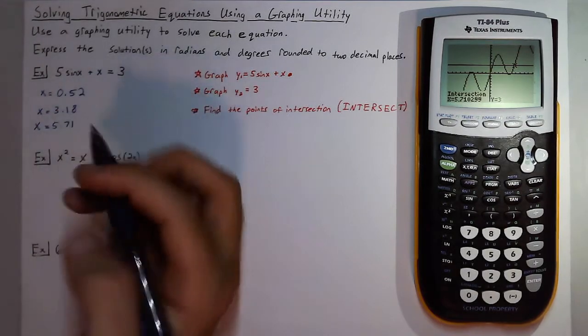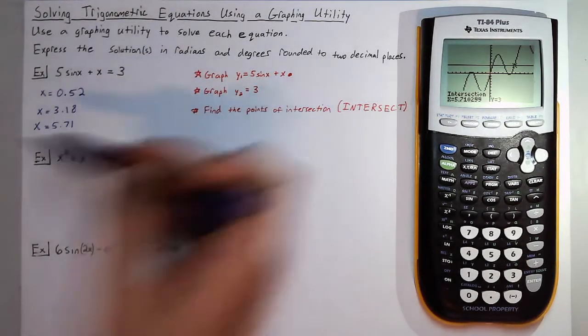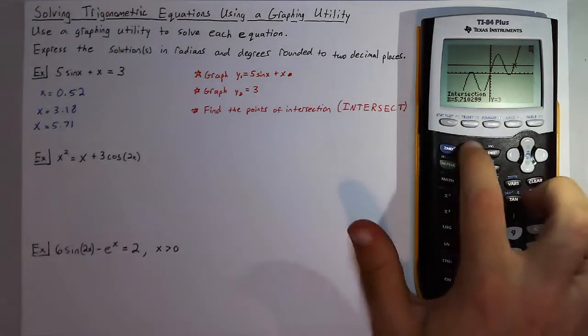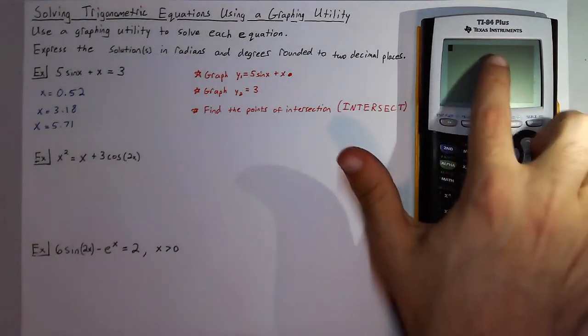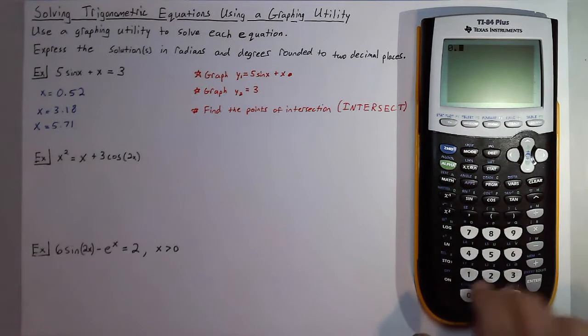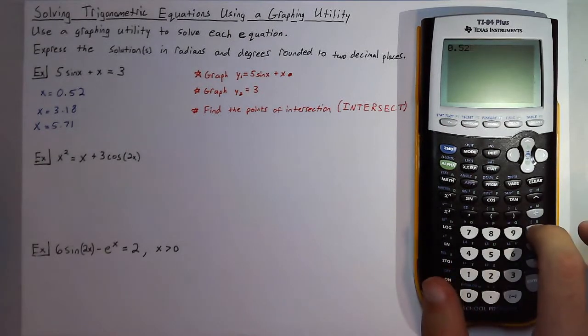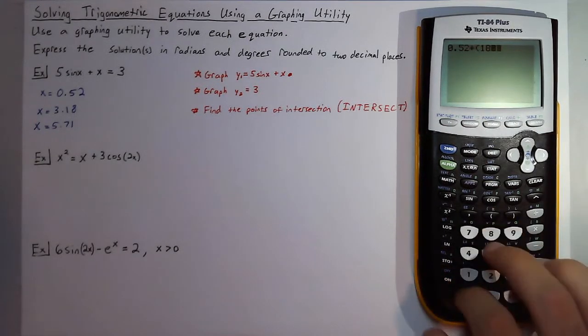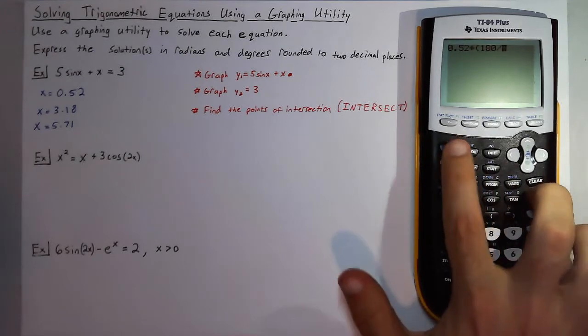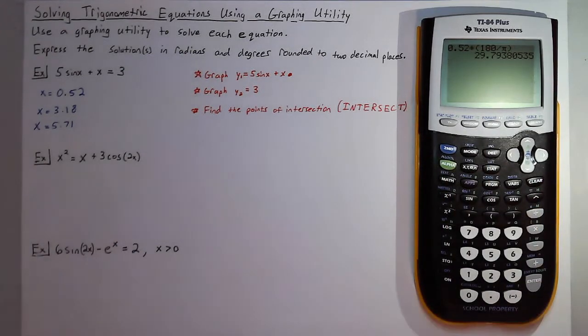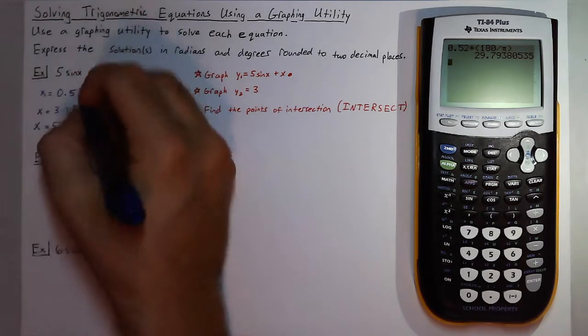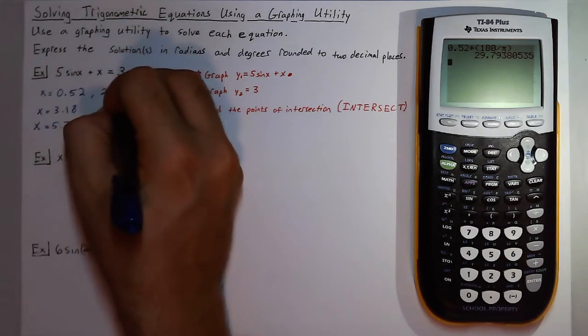Now, if I want to put this into degrees, I can just do second mode, go back to my home screen here, and use that conversion rate to put this into degrees. So 0.52 times 180 over pi, which would be 29.79 degrees.